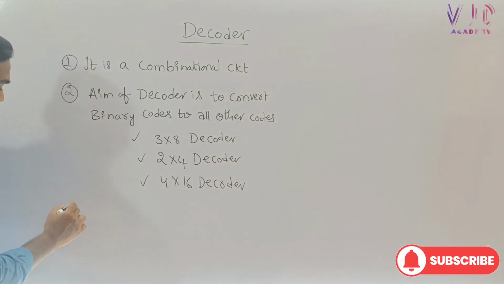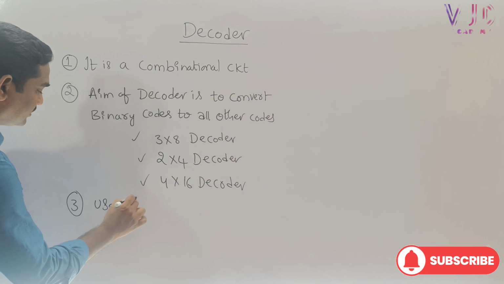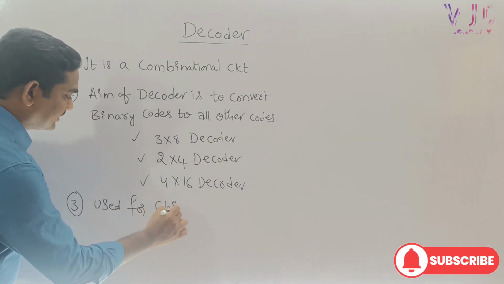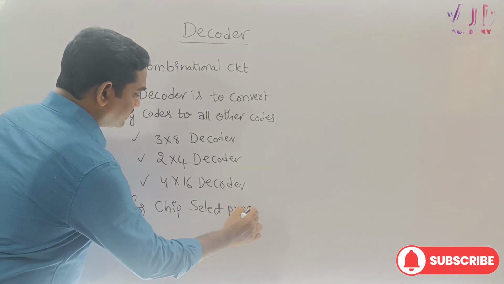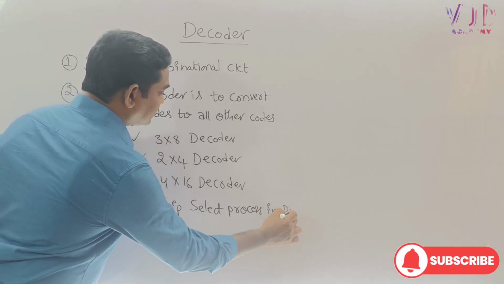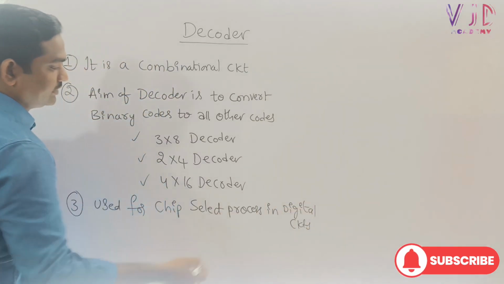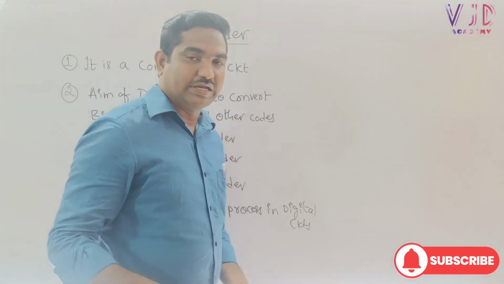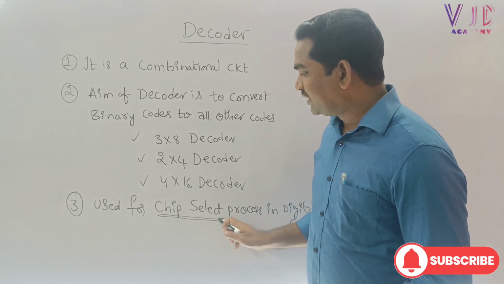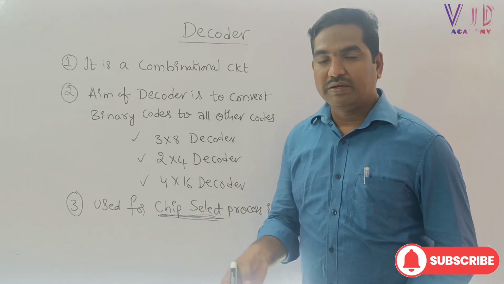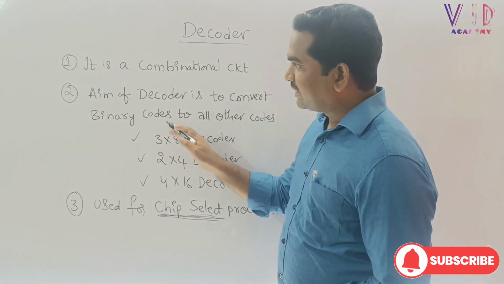And now we can use this decoder circuit for the chip select process in digital circuit design. When we are making digital circuit design, in the internal hardware, we will use a decoder circuit for chip select. That may be one of the interview questions or a basic prelims question. Let us try to understand. Sir, this is the thing.